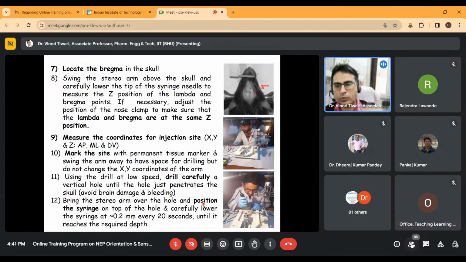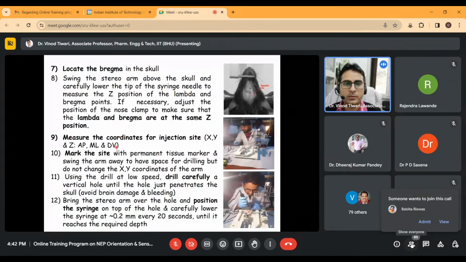on the top of the hole, and then carefully lower the syringe at very low speed, because as I mentioned, you are penetrating the brain, which is one of the most sensitive regions of the body, right? You are going inside the brain by using this Hamilton syringe. So you have to do it very slowly, at a speed of around 0.2 millimeter every 20 seconds, which is very, very slow, because you don't want to damage the brain regions. There will be certain damage, but it will not be that much until it reaches the required depth, which will be measured by the dorsoventral axis.